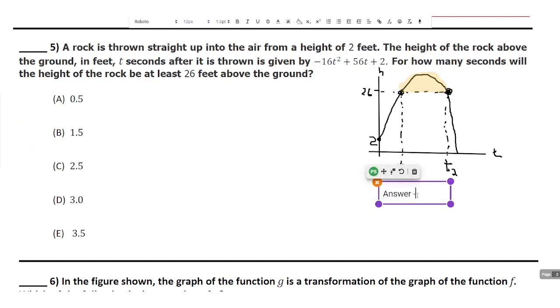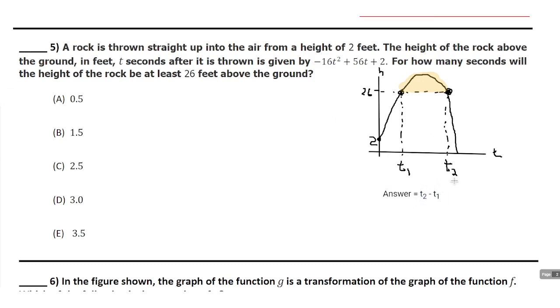Our answer here is going to be that second time minus the first time. So that time that it's 26 feet off the ground coming back down versus going up. Okay, so this is just kind of strategically how we're going to approach the problem. But now let's get into the algebra here.